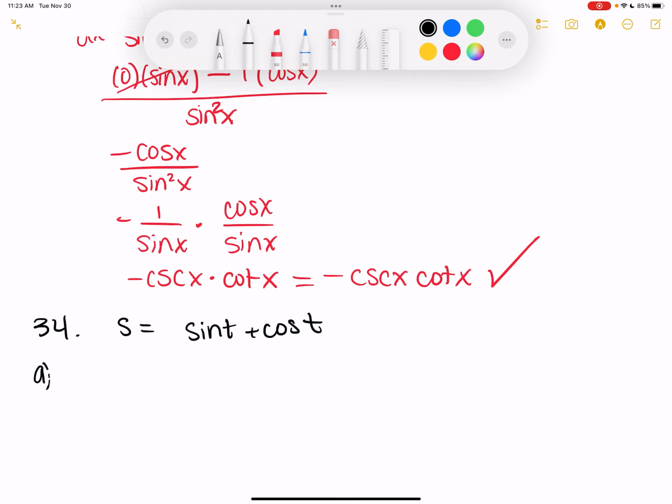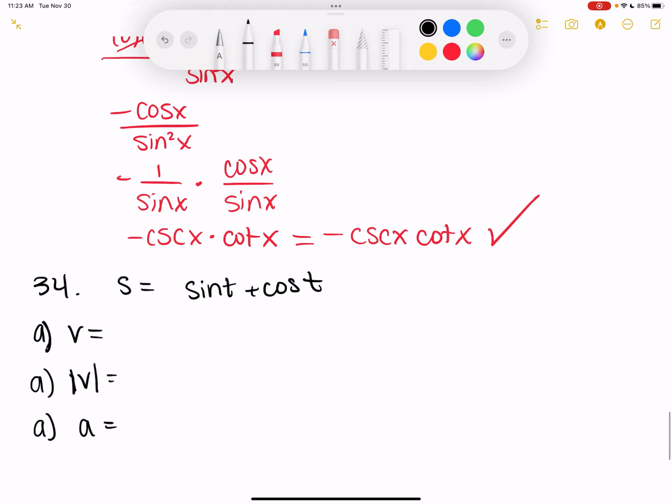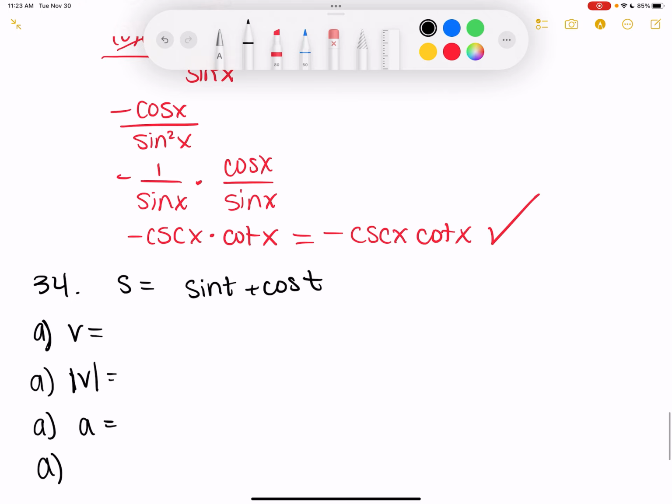So part A for velocity, part A for speed, part A for acceleration, and then part A for jerk. Okay, and then over here, after I write those down, I'll do the part B's for each of those, evaluated at pi over 4.